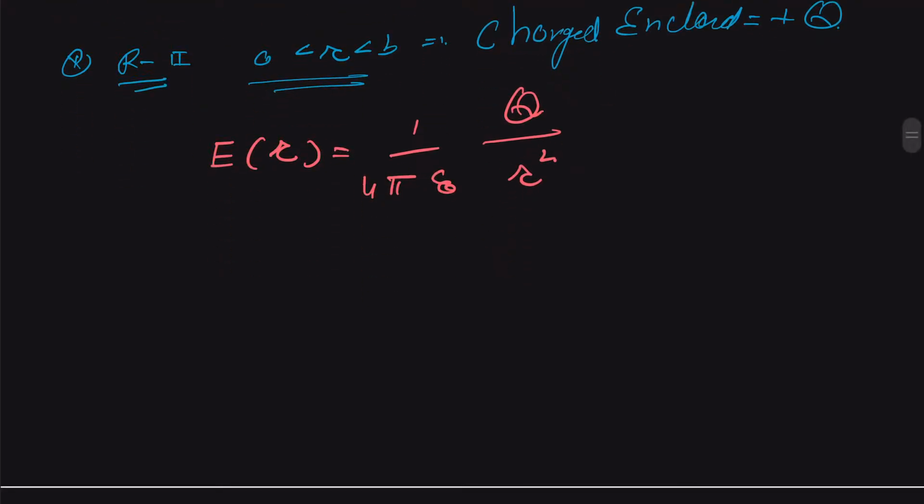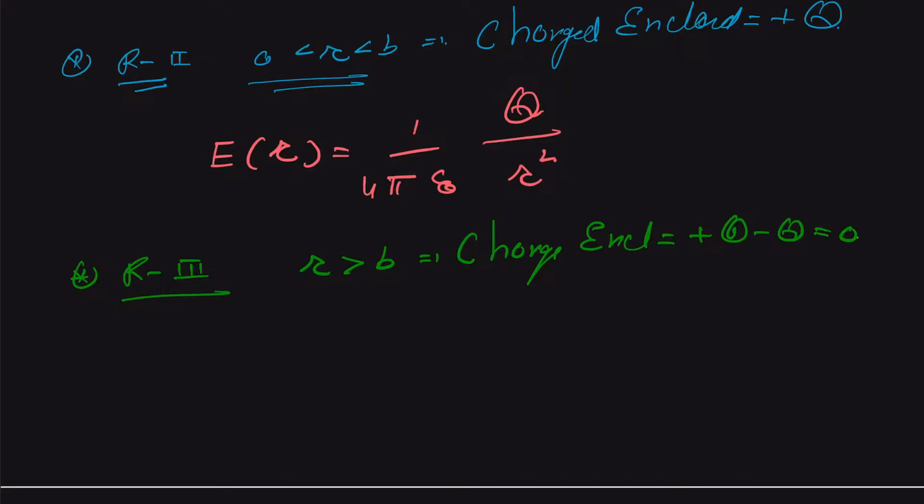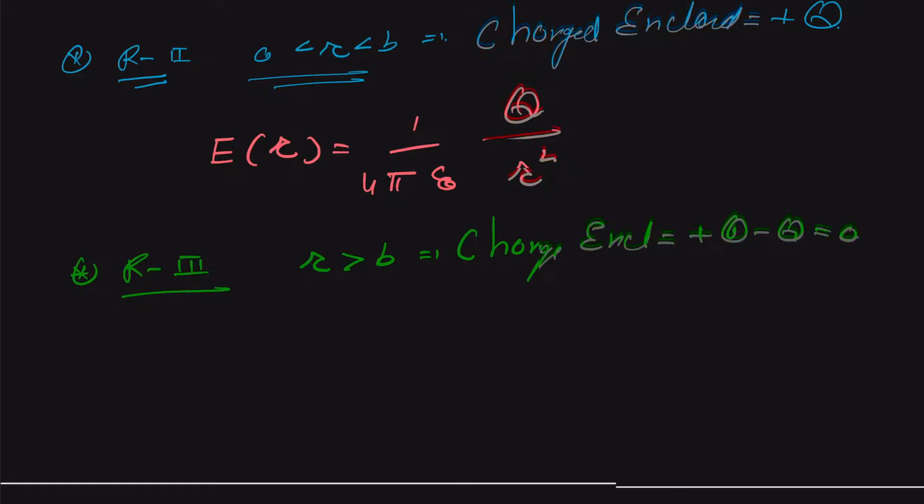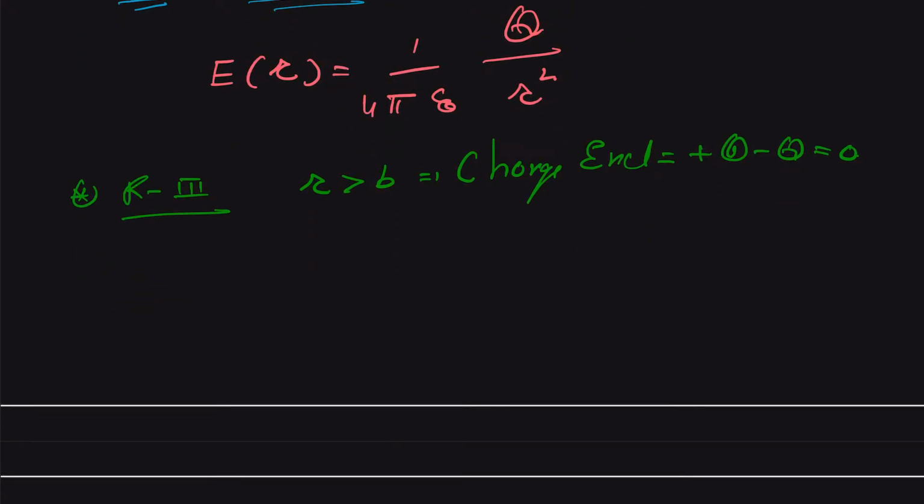Now we come to region 3, and region 3 is when r is greater than b. And once again, the charge enclosed will be equal to plus q and minus q, which will be equal to 0. So it means, once again, the value of electric field will be equal to 0.